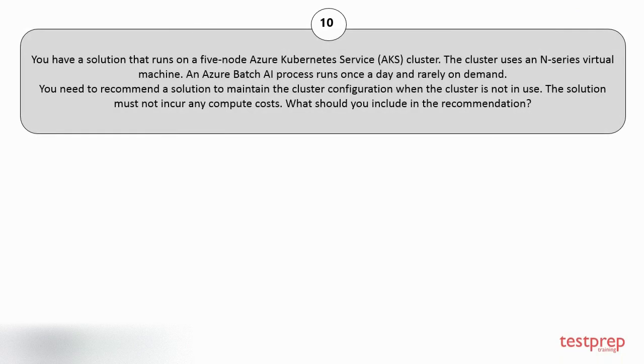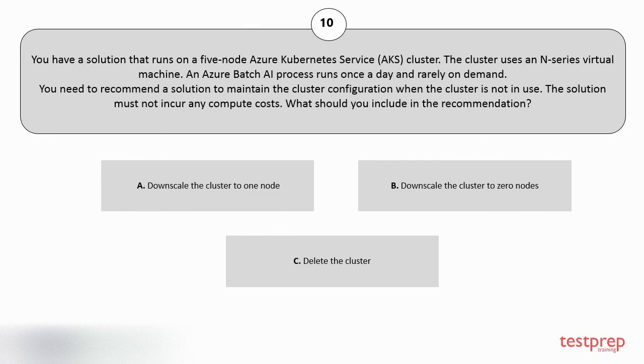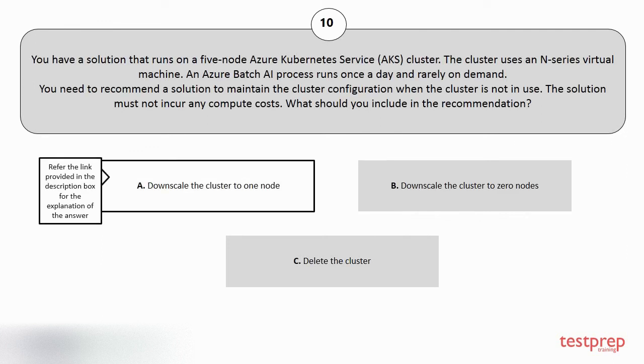Question number 10. You have a solution that runs on a 5-node Azure Kubernetes service cluster. The cluster uses an N-series virtual machine. An Azure Batch AI process runs once a day and rarely on demand. You need to recommend a solution to maintain the cluster configuration when the cluster is not in use. The solution must not incur any compute costs. What should you include in the recommendation? Your options are A. Downscale the cluster to 1 node, B. Downscale the cluster to 0 nodes, C. Delete the cluster. The correct answer is option A.